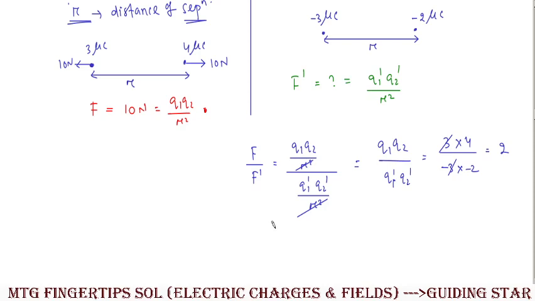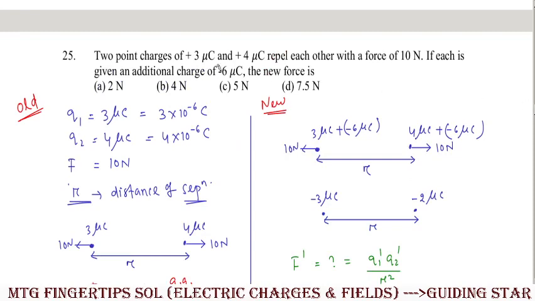So in this particular case it will become 2:1. That means the new force will be the original force divided by 2. The original force, in the old system, is given as 10 Newton. So 10 divided by 2, that means it will be 5 Newton. So the new force between the system will be 5 Newton. So option C will be the correct one.